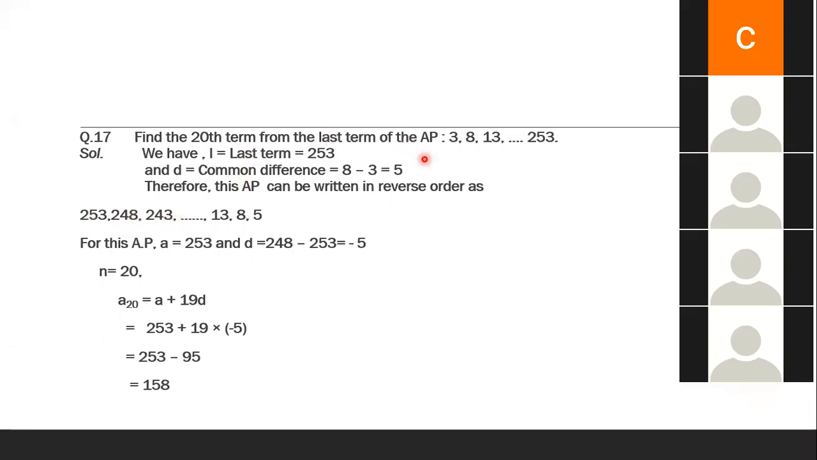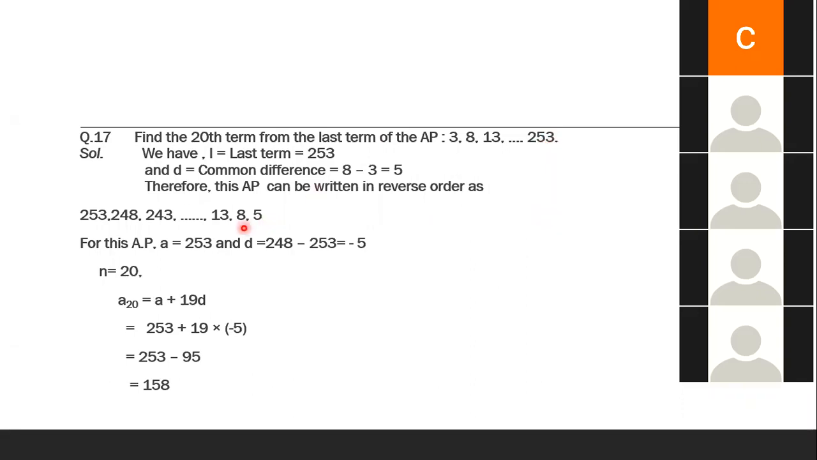They're asking from the last term, so reverse this one. 253, 248, 243, etc., 13, 8 and 5. Any doubt in making the series, children? No, ma'am. So from the last term they're asking, that's why I'm just taking the last term as the first term, 253.